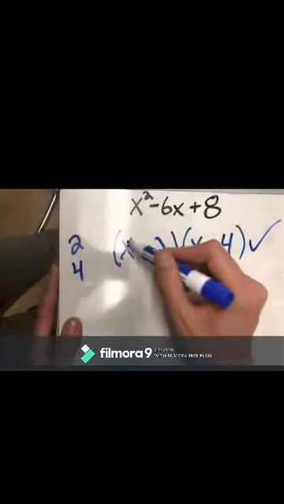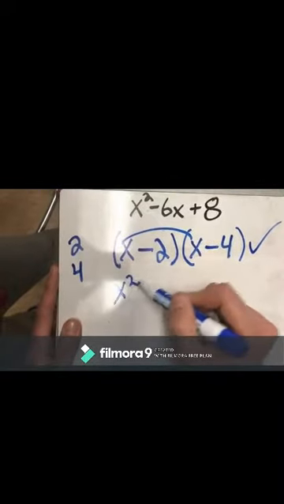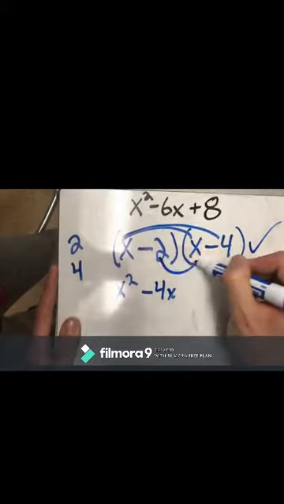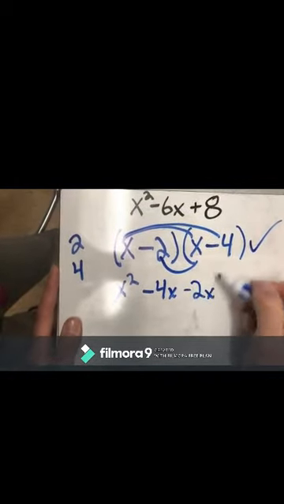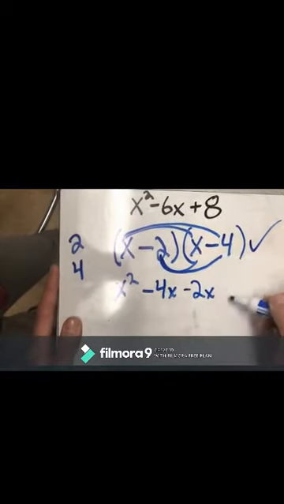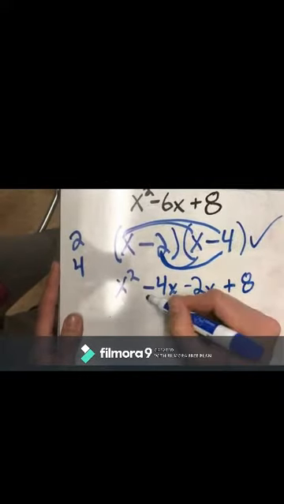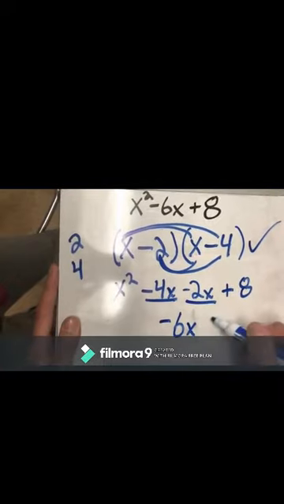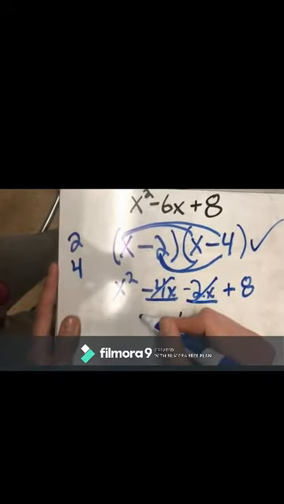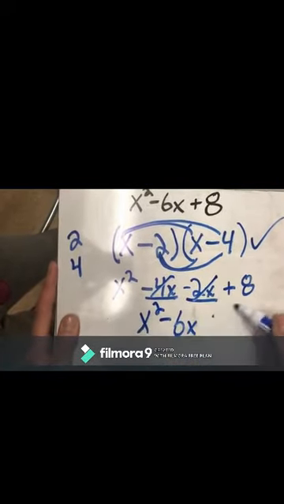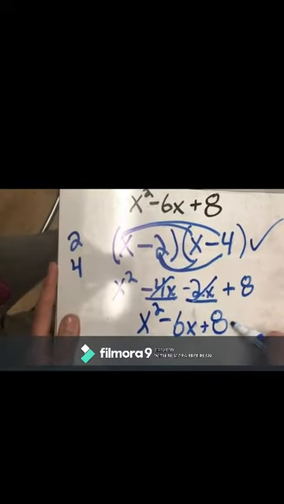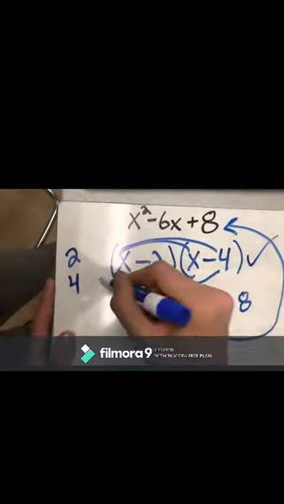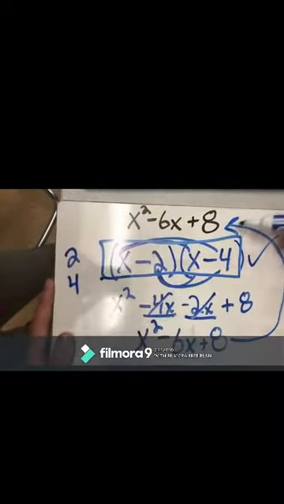I'm going to do that really quick. I do x multiplied by x is x squared. x multiplied by -4 is -4x. -2 multiplied by x is -2x. -2 multiplied by -4 is going to give me a +8. I combine my 2 like terms right here, which is going to give me -6x. And I bring down all my other terms that have no other like terms. And boom, does this match the trinomial I started with? Sure does. So you know that right here are your factors for the trinomial above.